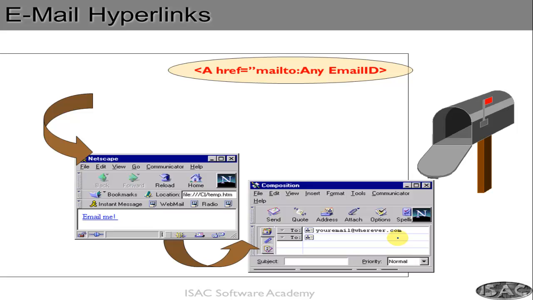Now, a number of times you might have seen a link called email me or something. When you click this, it opens your email client. How does it know that? Basically, when you write an email link, you put a link like this: a href equals mailto any email ID, and then here you put email me, and then you close this.